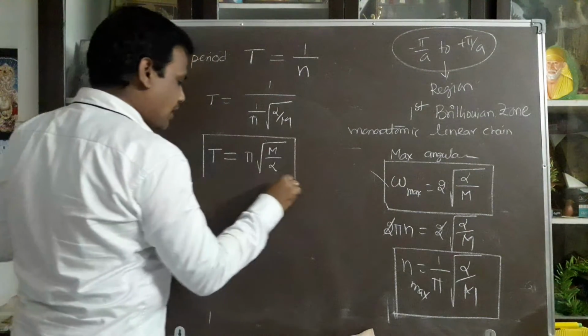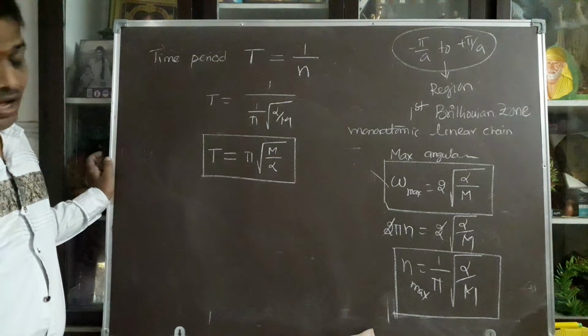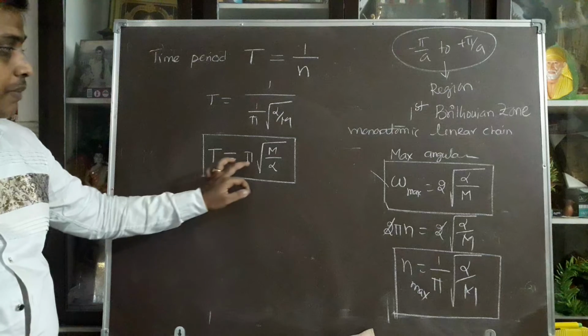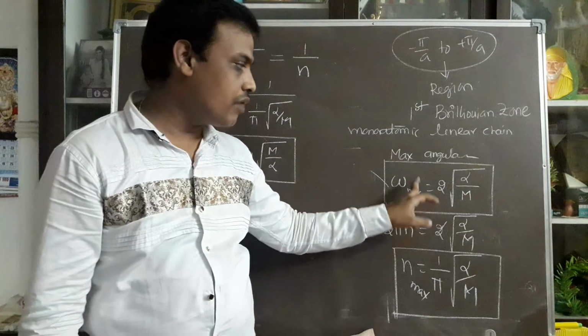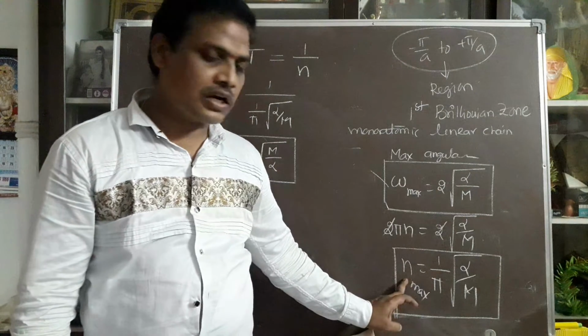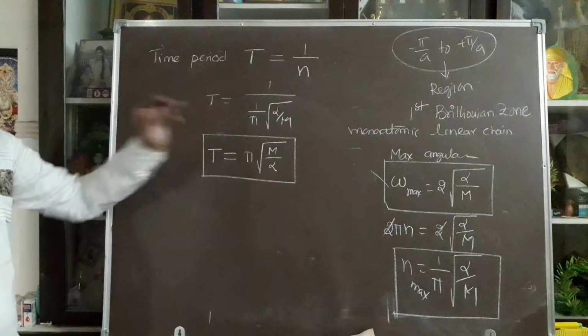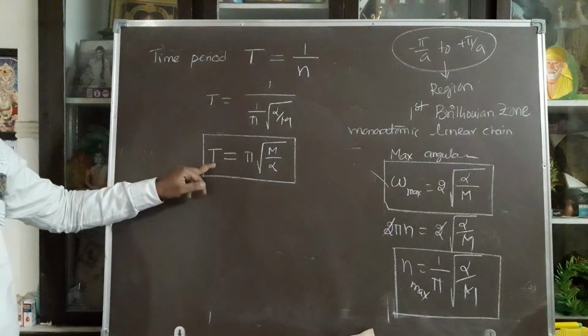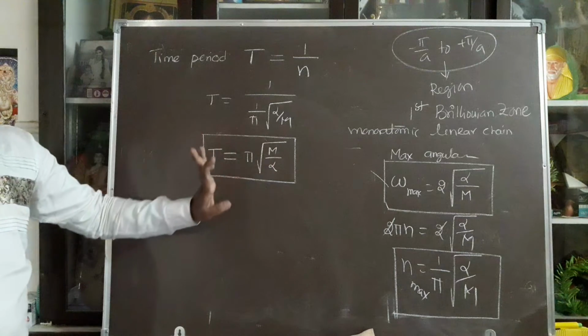This is the time period. At the cutoff condition, the time period can be taken as pi into square root of m by alpha. This is the cutoff frequency in terms of angular frequency. This is the cutoff frequency in terms of normal frequency. This is how much time is required at that condition: the time period T is equal to pi into square root of m by alpha.